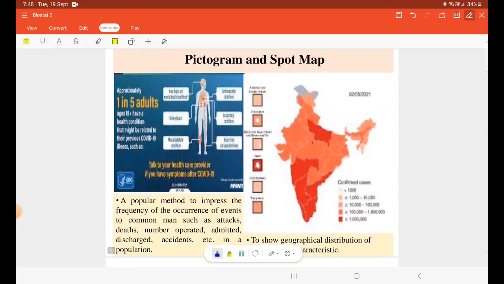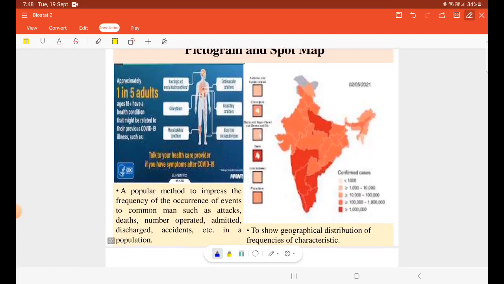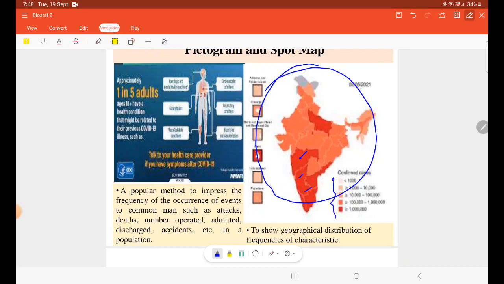A pictogram or spot map. It is nothing but plotting the data in a map. For example, how many cases of malaria observed in various states of the country. So we have a map of the country. There we can plot the number of cases, or we can express by different colors. Say less than 1,000 cases, this faint red, gradually grades can increase, or different colors increase for increasing number of cases.